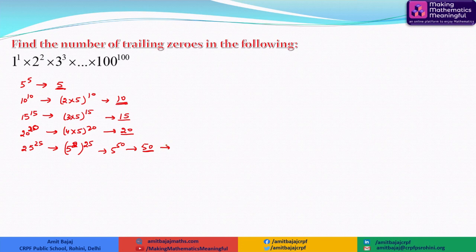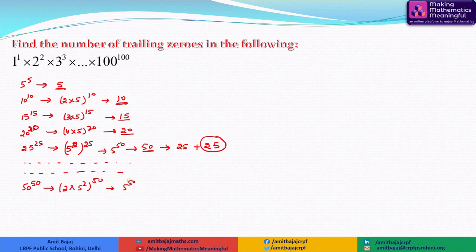Now let me write this 50 as 25 plus 25. I will explain the reason behind the same. Similarly, when I go on repeating this idea, we note that the next power where there will be a change is 50 raised to the power 50, which is actually 2 into 5 square power 50, and this is 5 power 50 into 5 power 50.